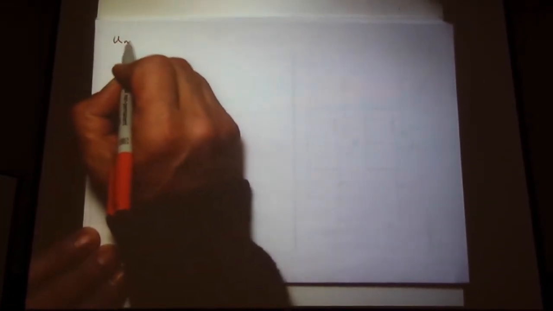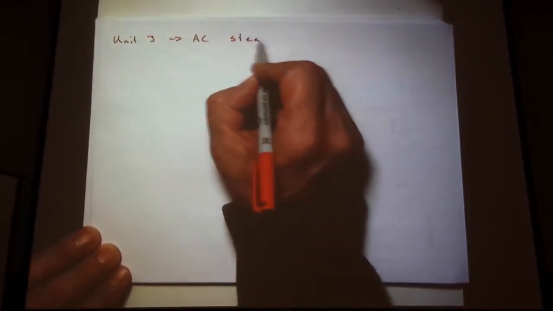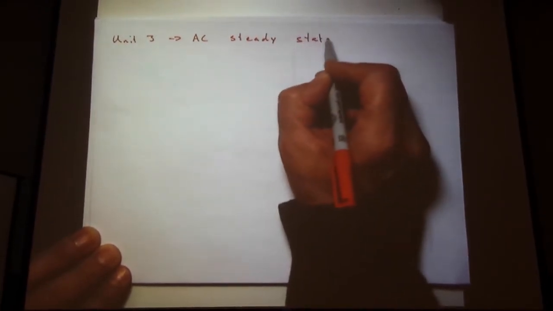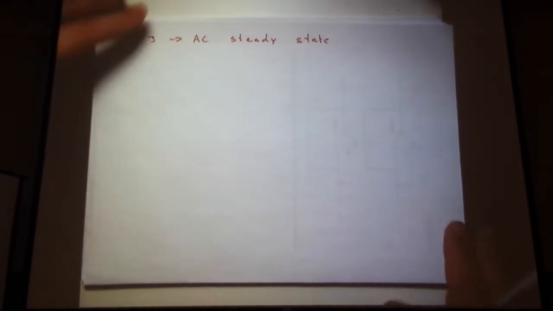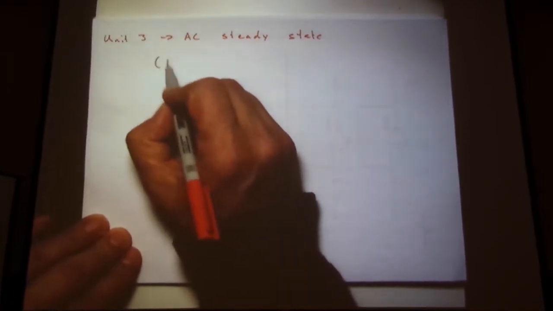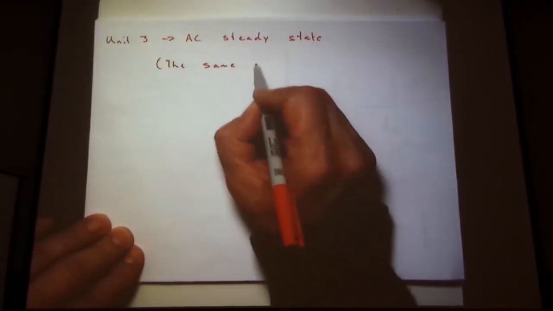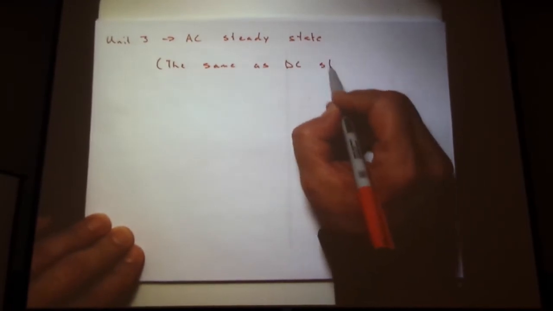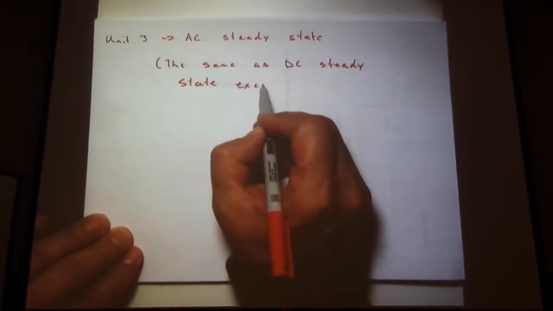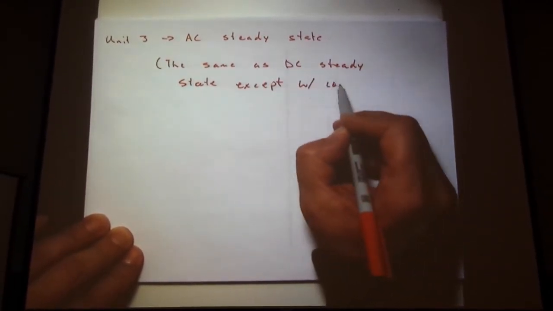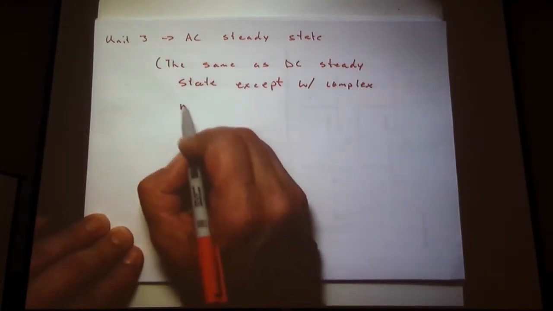So, Unit 3, now we're back to AC steady state problems. AC steady state just means sinusoid. So everything's a sinusoidal problem. That's been on since the beginning of time. So the same as DC steady state, everything is the same, except now we have complex numbers. So if you understand that, then you're 2 weeks ahead.